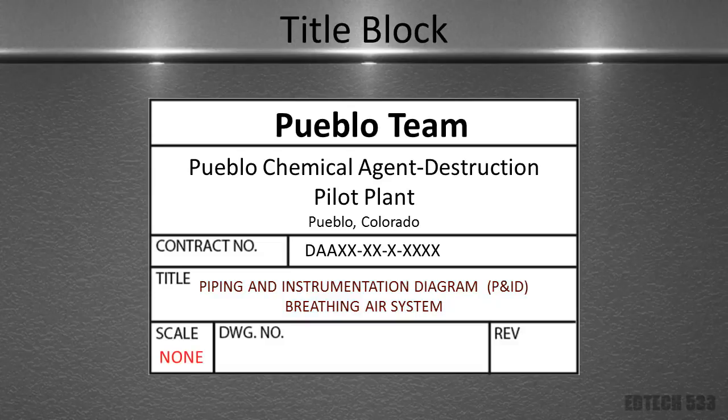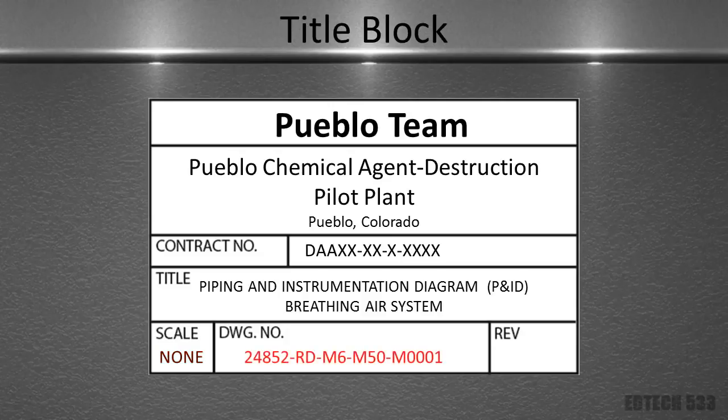Then we have scale. There are lots of scales out there used on different drawings. However, PNIDs do not use any scale. Therefore, you cannot tell the distance between items or the elevation of those items.